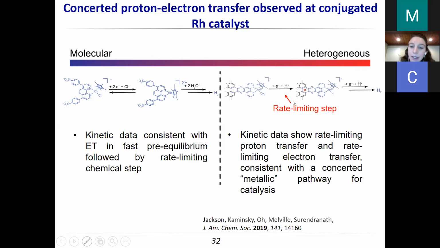When we looked at the graphite conjugated rhodium species, we found that the kinetic data were consistent with rate limiting proton transfer and rate limiting electron transfer. So concerted proton electron transfer. We saw this in the potential dependence was consistent with the first electron transfer step being rate limiting. We found an HD kinetic isotope effect that was consistent with rate limiting proton transfer. We found a pH dependence that was consistent with this mechanism as well.